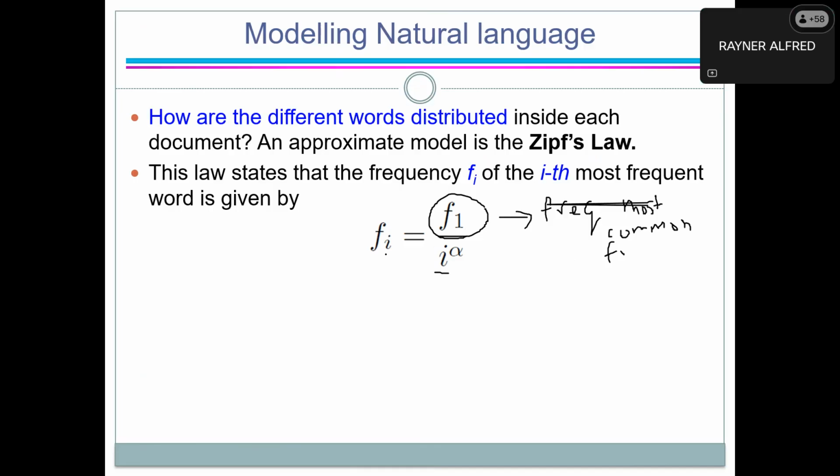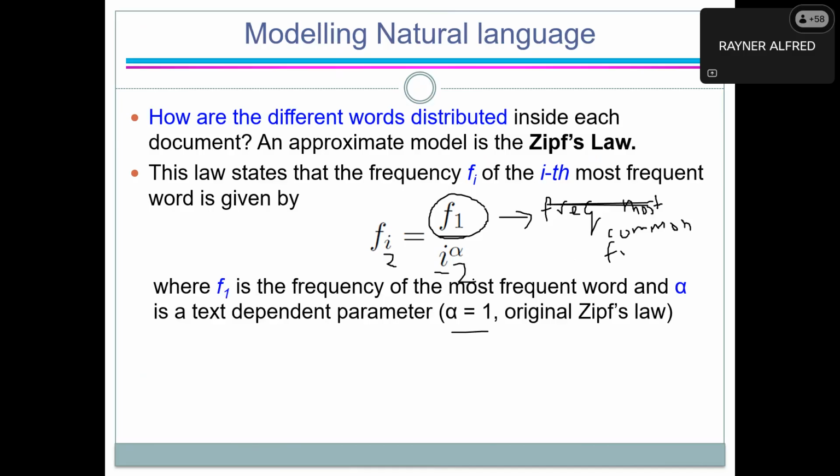The second one, for example, f2, will be half of this, because alpha is always 1. For example, if your most frequent word, term 1, is 10, that means your term 2 will be 5. This is the number of occurrences: term 1, 10 times, and then term 2 is around 5, and term 3 is around 3, and so on, due to this. Okay.